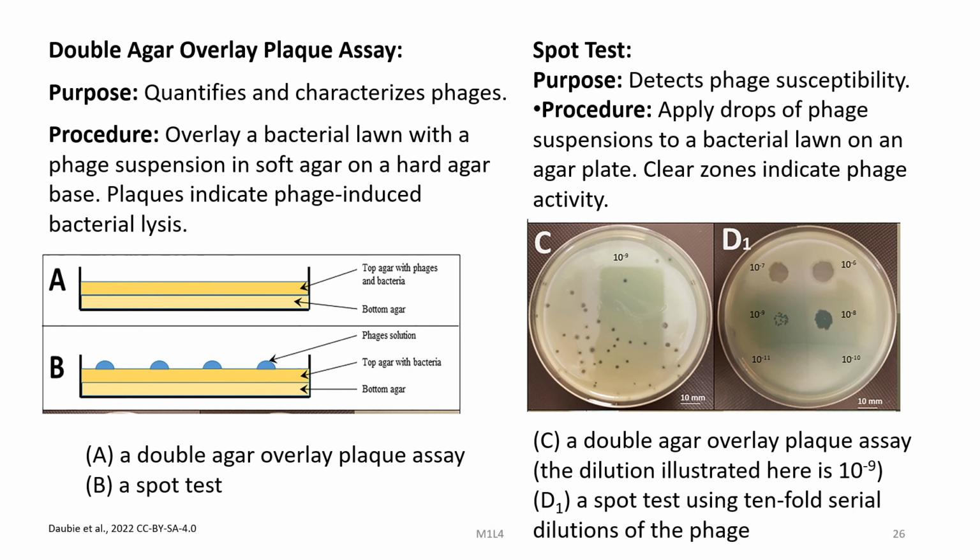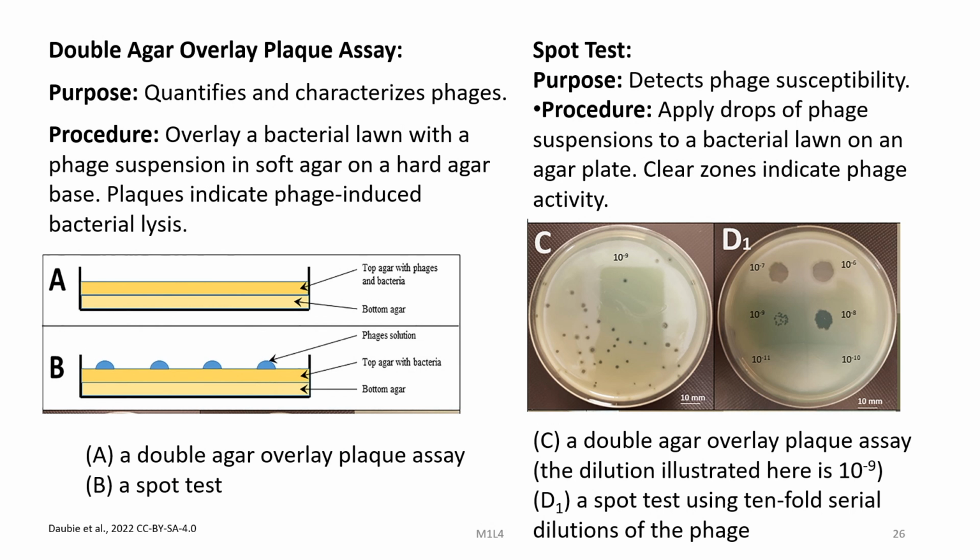Next, let us discuss the double agar overlay plaque test. So, the purpose of this particular test is to quantify and characterize phages. The procedure includes overlaying a bacterial lawn with a phage suspension in soft agar on a hard agar base. Plaques indicate phage induced bacterial lysis. So, in A you can see a double agar overlay plaque assay. In B you can see a spot test. So, in spot test we apply drops of phage suspensions to a bacterial lawn on an agar plate. Clear zones indicate phage activity.